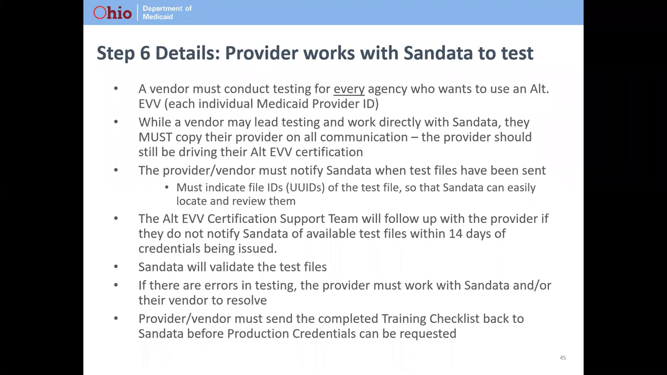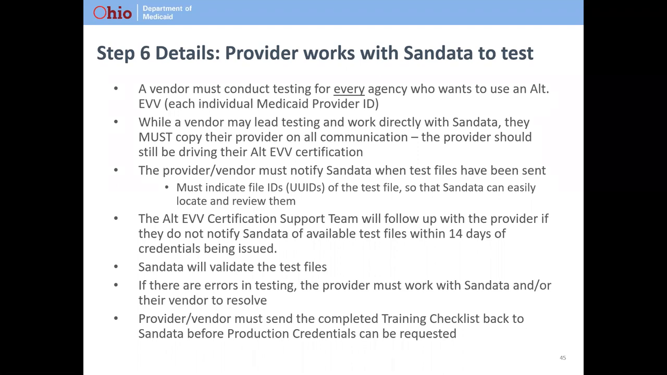This is because the UUID of that file, or in other words, the ID that helps SAN Data locate that file to validate the information in it, is required in the testing checklist. And once received, the alternate EVV certification support team will follow up with the provider if they do not notify SAN Data of available test files within 14 days. This is what I mentioned a moment ago. But once we receive UUIDs of test files that a provider or vendor wants to validate, SAN Data will work to validate those files and get a response back to providers as quickly as possible. And if there are errors in testing, the provider must work with SAN Data and or their vendor to resolve.